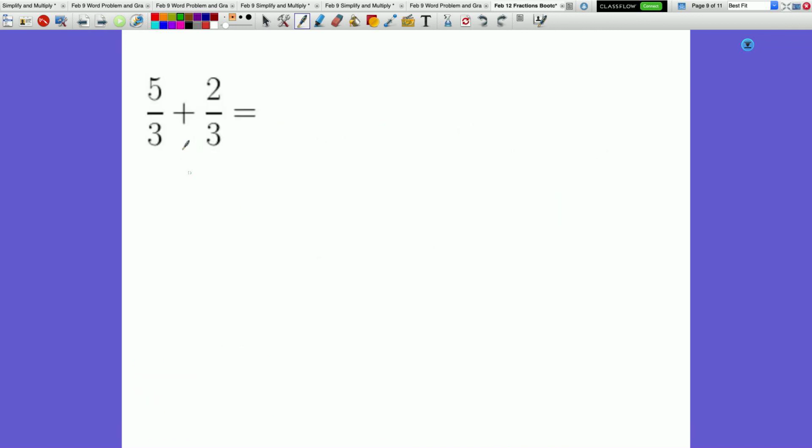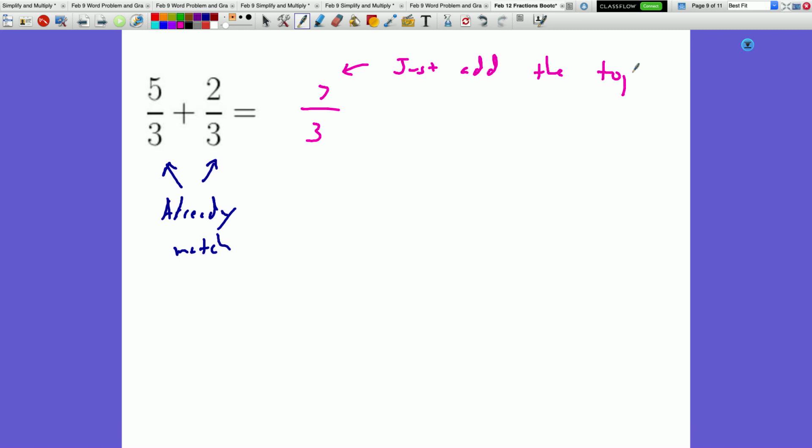All right, let's try that on our own. 5/3 plus 2/3. These already match. Because they already match, we can just add the tops. So 5 plus 2 becomes 7 over 3. So just add the tops.